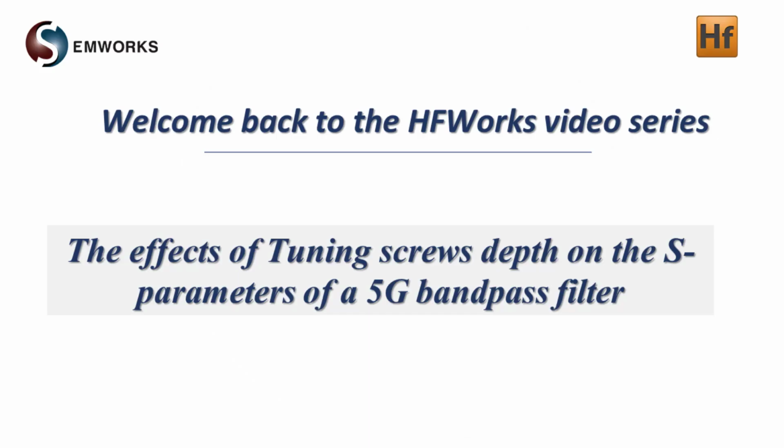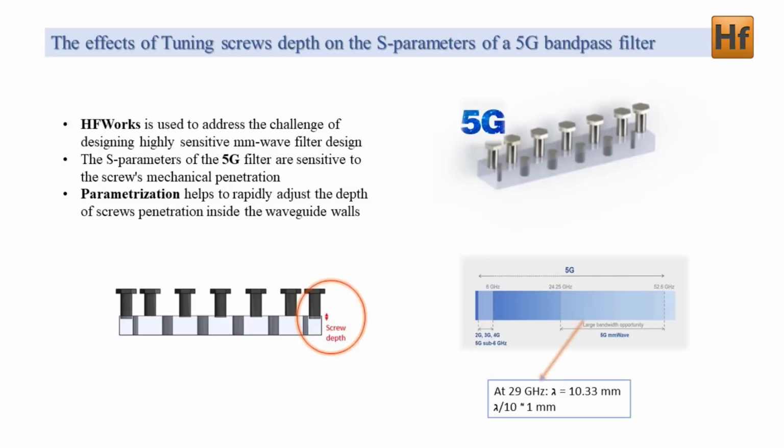The effects of tuning screws depth on the S parameters of a 5G bandpass filter. At a 5G frequency of 29 GHz, the wavelength is around 10.33 mm. 1 mm is basically lambda over 10. As a result, the passing properties of the filter are expected to be sensitive to the screw's mechanical penetration.